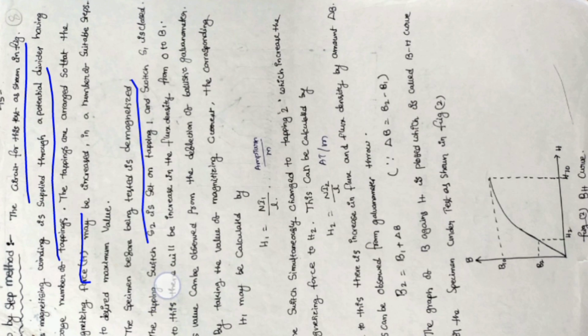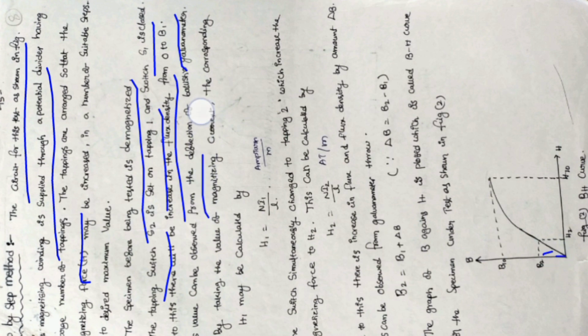It is similar: by tapping, switch S2 is set to tap 1 and switch S1 is closed, and there is a small current, and the flux density changes from 0 to B1. A small flux density will come. This value can be observed from the deflection of the ballistic galvanometer. It will directly give the magnetic flux density in terms of Weber turns.